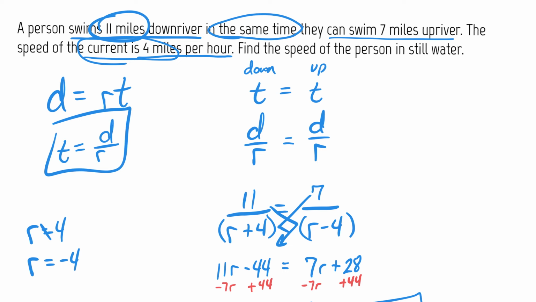That's also the important part about word problems: not just getting an answer, but interpreting the answer. Usually you just have to go to your last sentence. And what does the last sentence say? Find the speed of the person in still water. So this person's swimming 18 miles per hour in still water. That's a pretty fast swim, but that's what our answer should be.